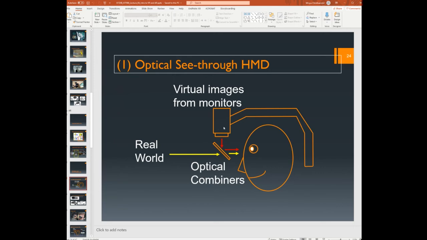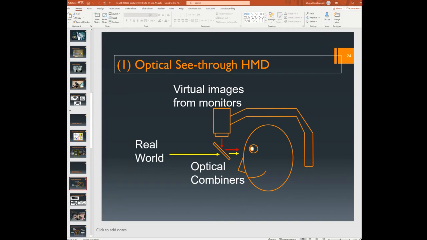It does not necessarily have to come from the top here. The projector could come from the side. But the idea is that it's combined optically. As far as the user is concerned, they are just looking at the combined image between the red, which is virtual, and the yellow, which is real world content. They combine within that side.